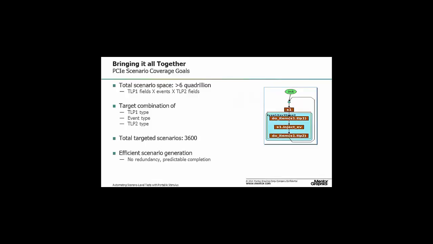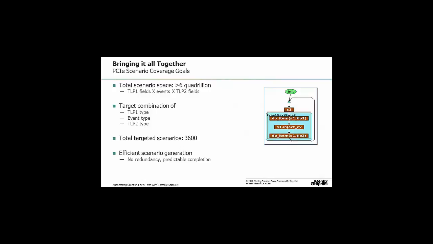So again, if we look at the PCIe example, to exhaustively cover every combination of TLP fields and events, the TLP itself contains an 8-bit data payload and a 16-bit address. And if you do the math, you end up with actually 6 quadrillion combinations. So that's probably going to take a couple of million years to simulate all that. So we have to refine the coverage goals.